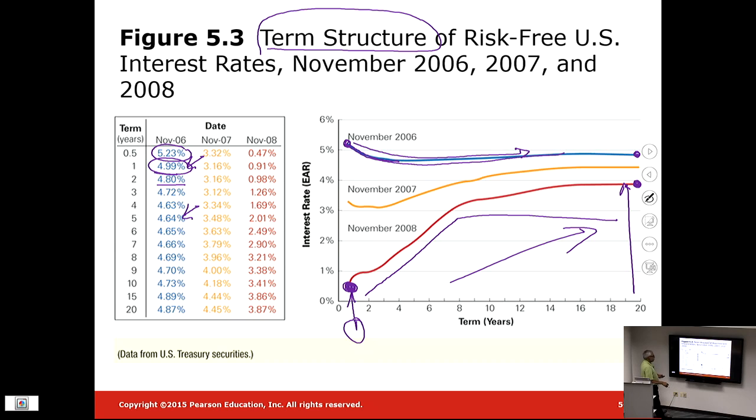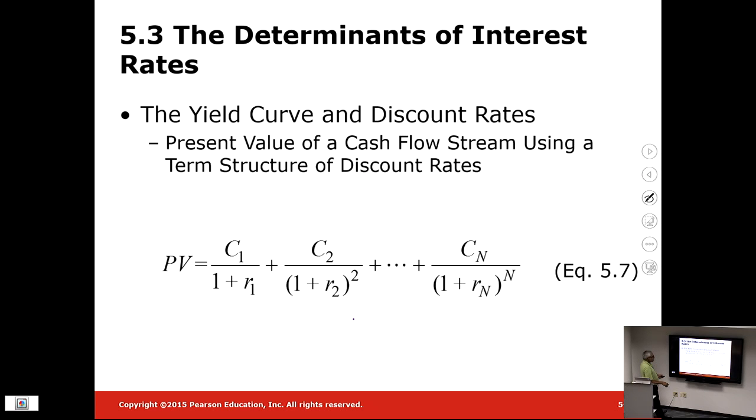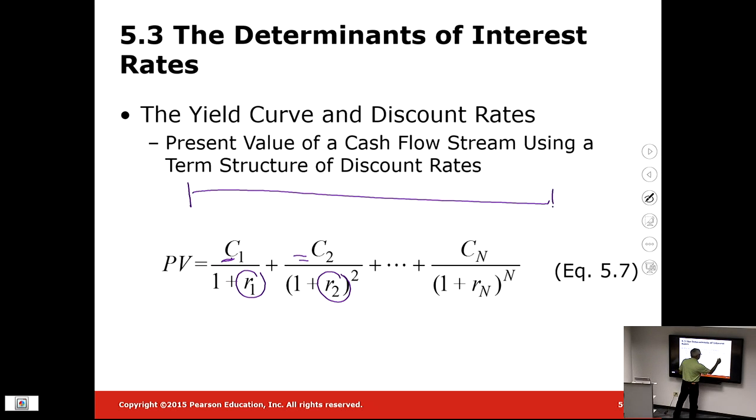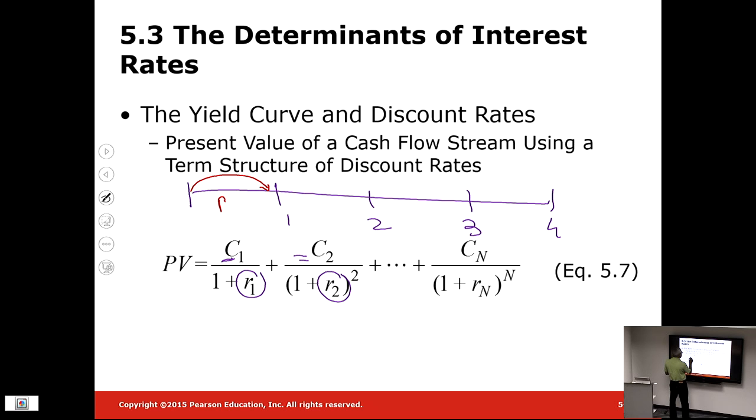So if I have different cash flows over different periods of time, but in each of these periods, interest rate is different, now what do I have is the following. Let's say 1, 2, 3, 4. Now over period 1, interest rate is R1. But over a 2-year period, let's say interest rate is R2.